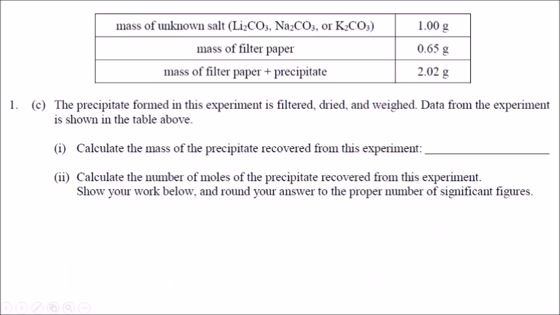In part C, we have some data about the precipitate. The precipitate is filtered, dried, and weighed. The mass of the precipitate would be 2.02 grams minus 0.65 grams. So we have 1.37 grams of calcium carbonate, the precipitate. Let's convert that into moles.